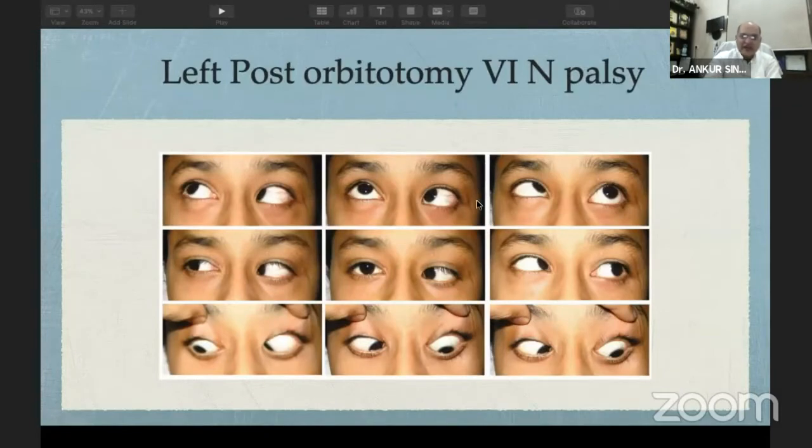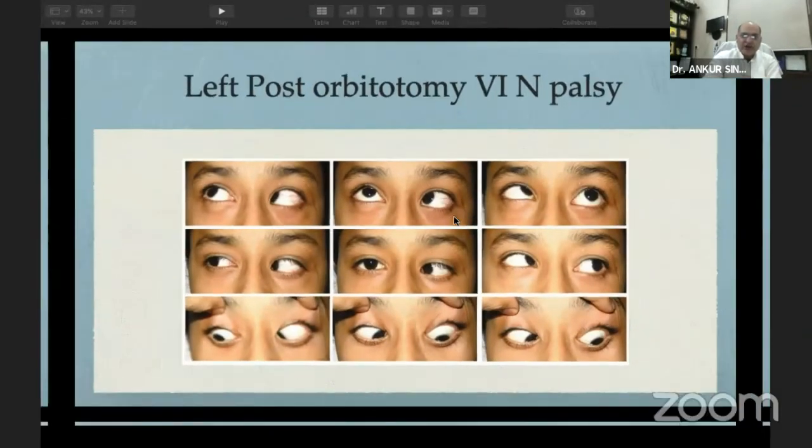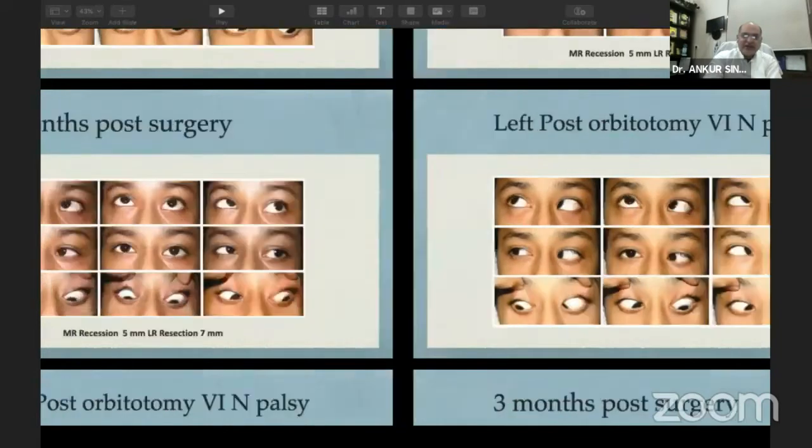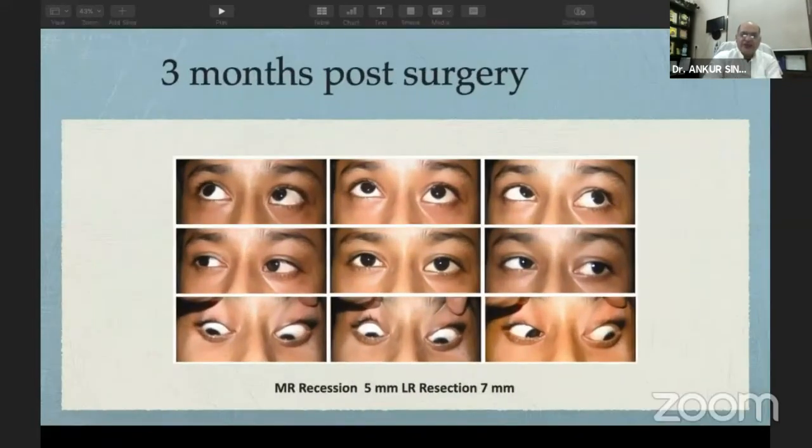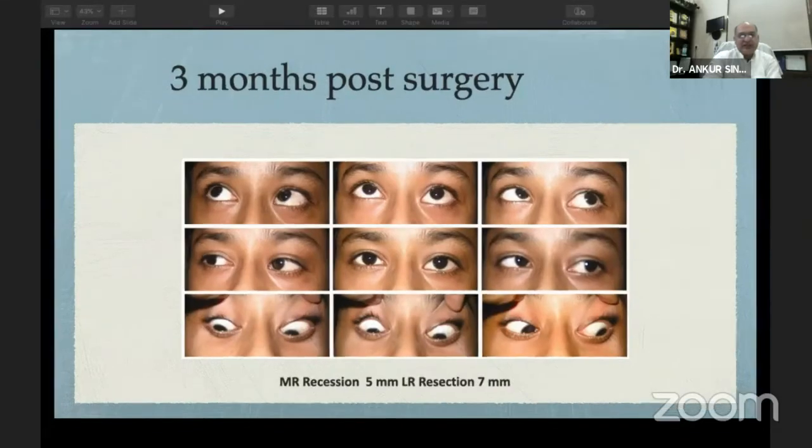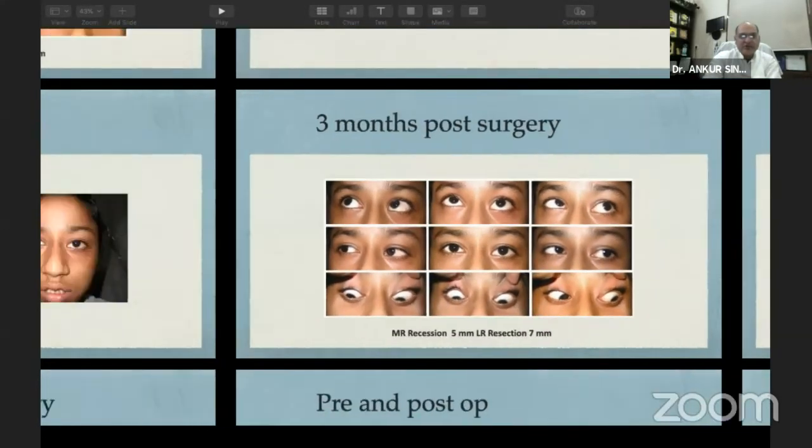We can see a large scar here, which is after the orbitotomy. And she underwent sixth nerve RNR procedure for the left eye, and this is how the pre and post surgical alignment are. She has a pretty good result. This is the pre and the post photograph.